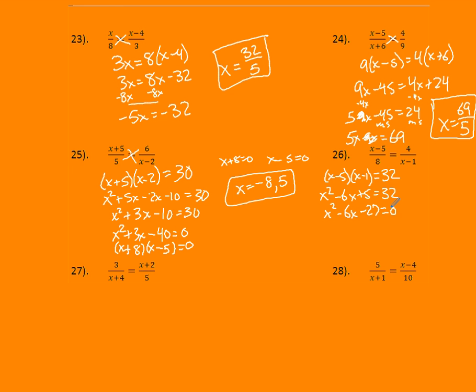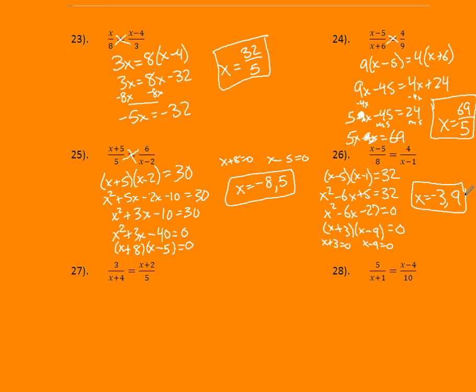Factors of 27 that subtract to give you 6. Those will be 9 and 3. So a 3 in one, a 9 in the other. I need the bigger number to be negative, and the only way I can get to 6 is if they are opposite signs. So that means I have x plus 3 equaling 0, x minus 9 equaling 0. So my answers will be negative 3 and positive 9.